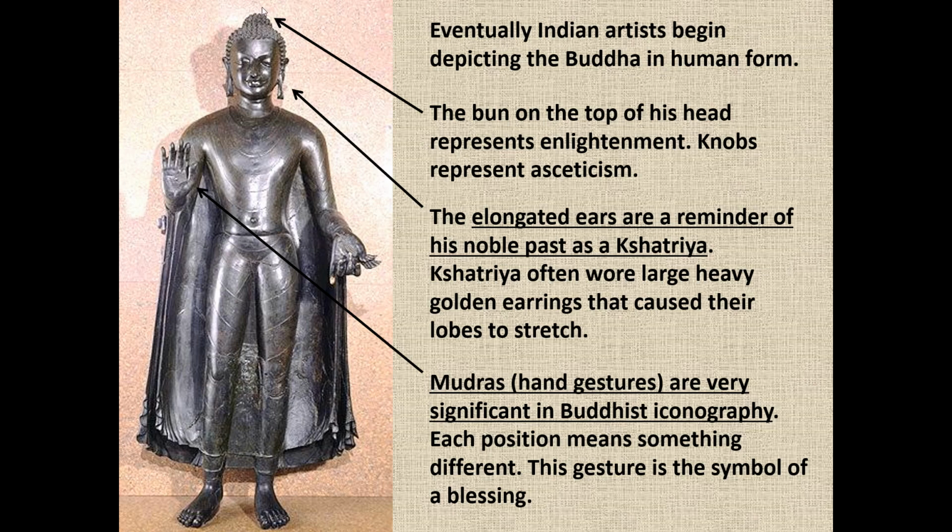The elongated ears in this statue are a reminder of his noble past as a member of the Kshatriya in the caste system. They often wore large, heavy golden earrings that caused their lobes to stretch, as you see in the image here. Mudras or hand gestures are very significant in Buddhist iconography, and all of them mean something different. This one is a symbol of blessing.